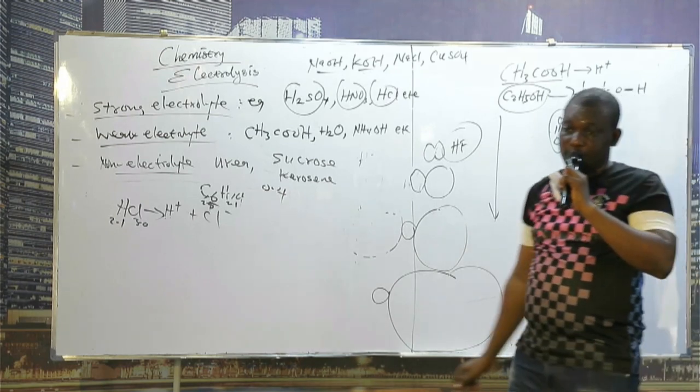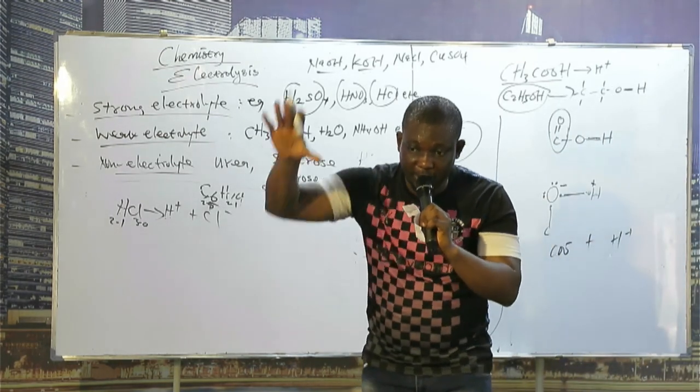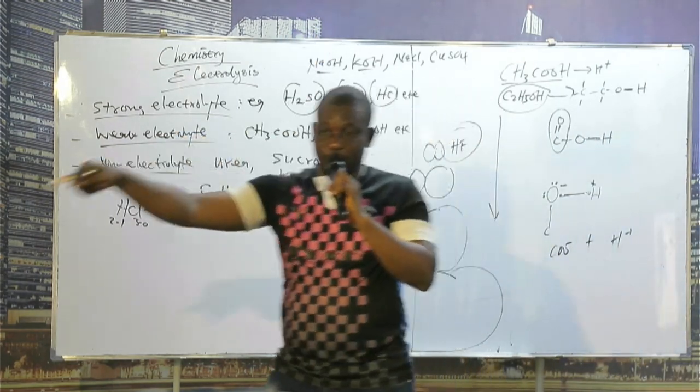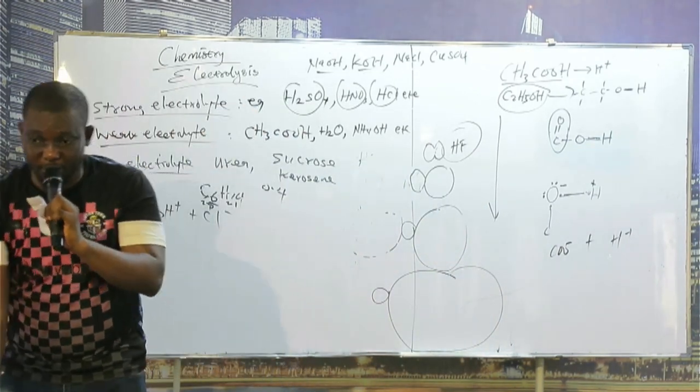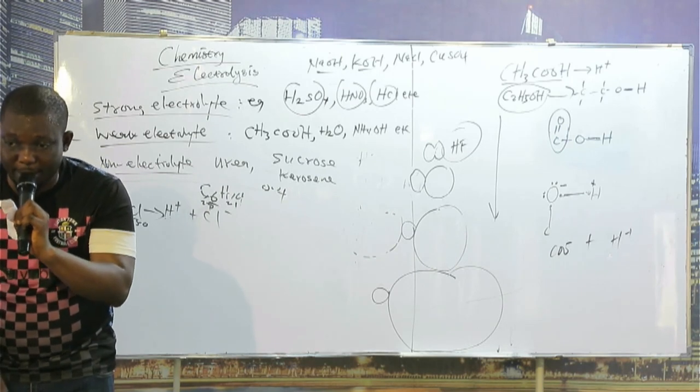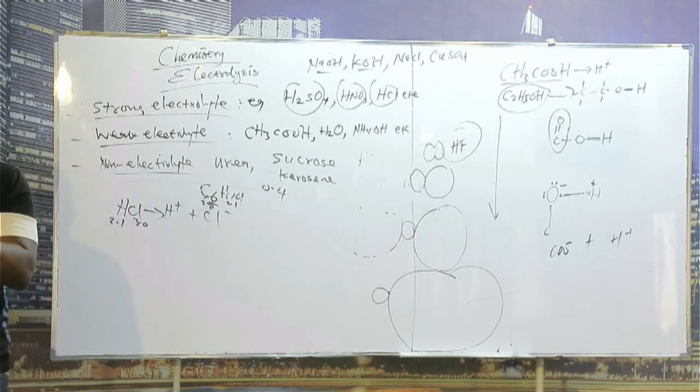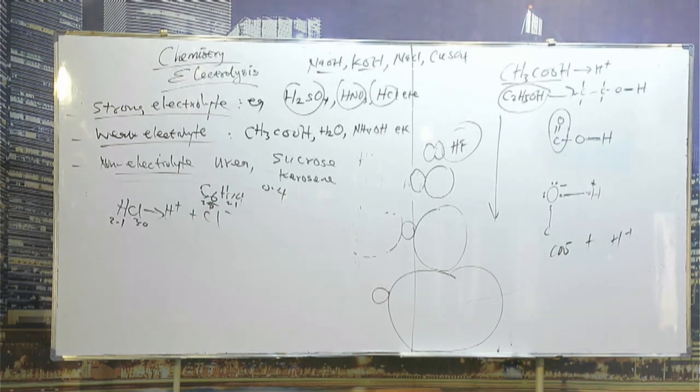Only that it does not dissociate completely. So it is now referred to as what? Non-electrolyte. The issue is that the compound must have an ion if it dissociates. Any compound that dissociates into ions, water is dissociating into H plus ion and OH minus what? Ion. So it's an electrolyte, but not strong, because dissociation is not 100 percent. That is why ethanoic acid is a weak electrolyte.